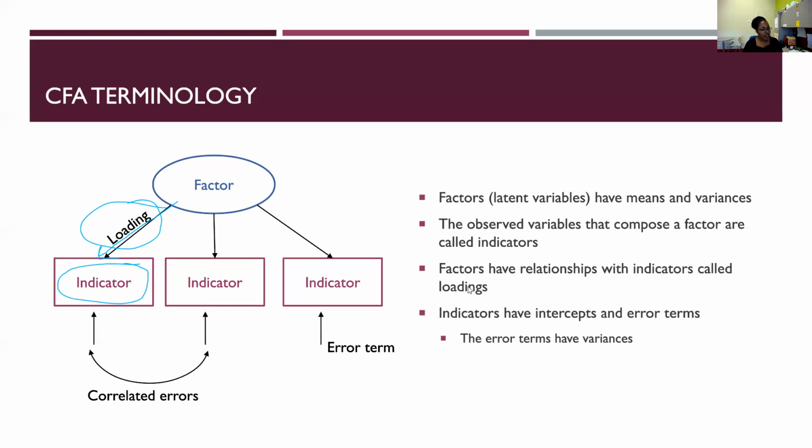So let's see. Our indicators can also have what we call error terms. If you remember back from path analysis, all of our endogenous variables have an error term associated with them. And since our indicators are endogenous variables, they do have error terms associated with them. These error terms will have a variance, as we've seen. A special thing that we do in CFA is that we can allow these error terms to correlate. So we're drawing relationships between our error terms. I'll talk a little bit about why you might do that later on.